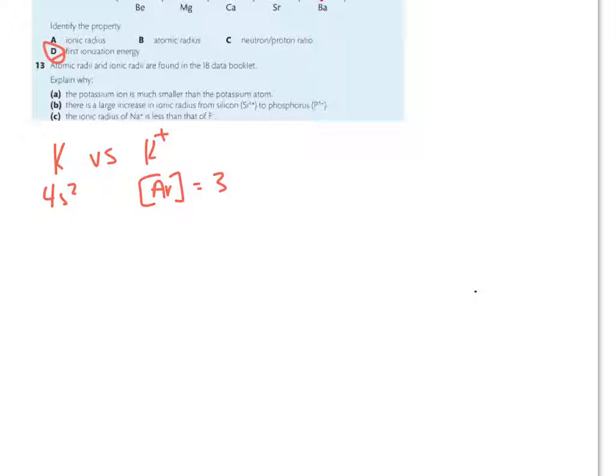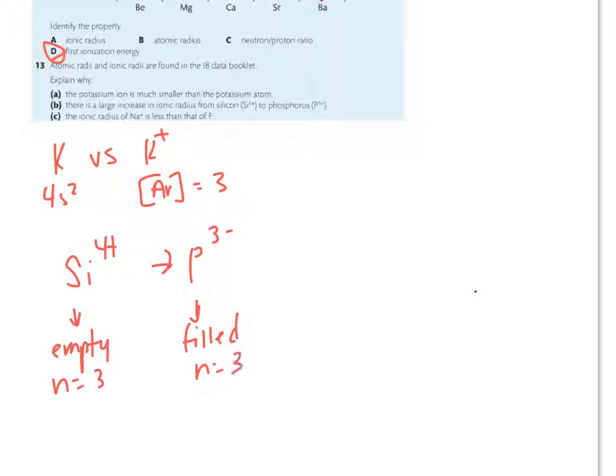B, there is a large increase in ionic radius from Si4+ to phosphorus 3-. And again, the difference is Si4+ has emptied energy level 3, whereas P3- has filled energy level 3. So it's a difference of an energy level creating that huge difference in ionic radius.